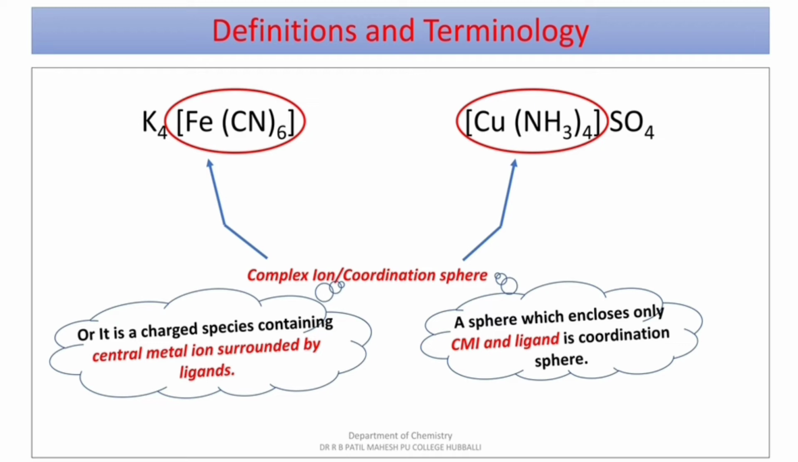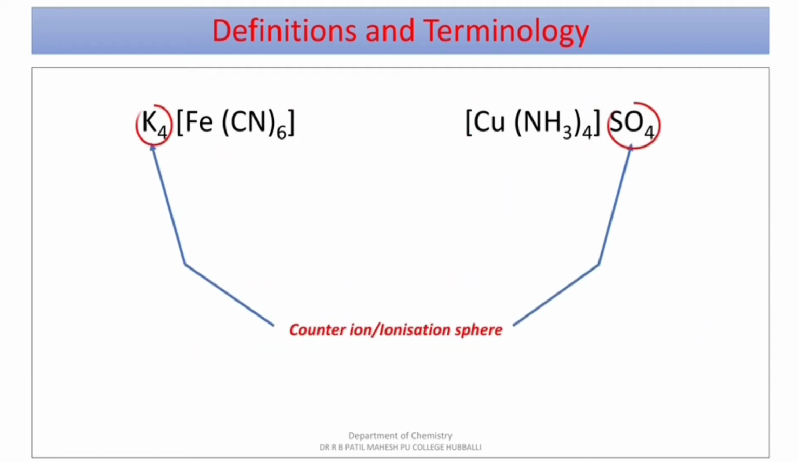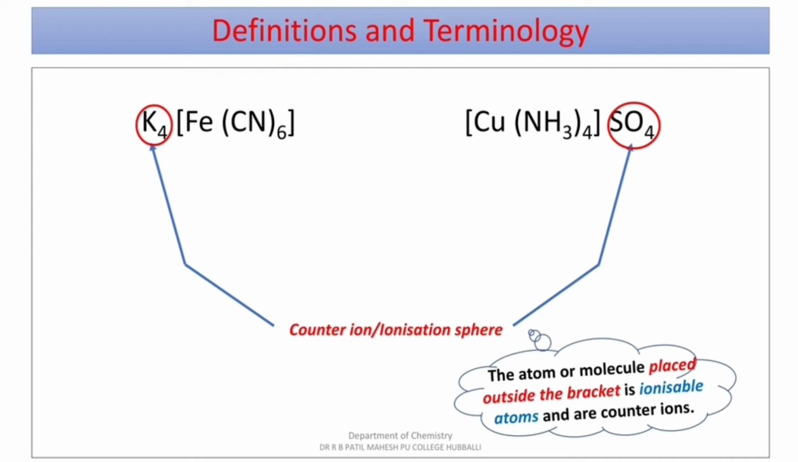Ion, because by the separation of outer K+ ions and SO4 2- ion, there is a formation of complex cation and complex anion. Next, moving to the component which is outside the bracket, that is known as counter ion or ionization sphere. It is the atom or molecule placed outside the bracket, is ionizable atom, and is known as counter ion or ionization sphere.